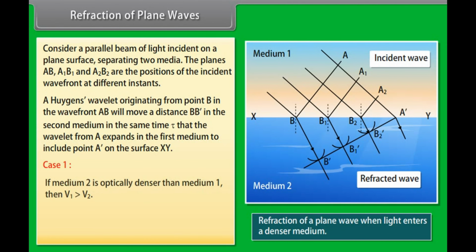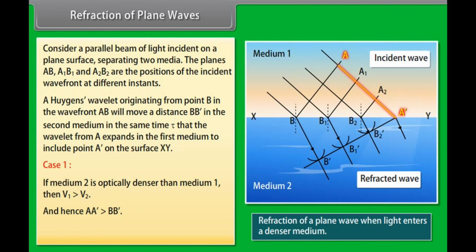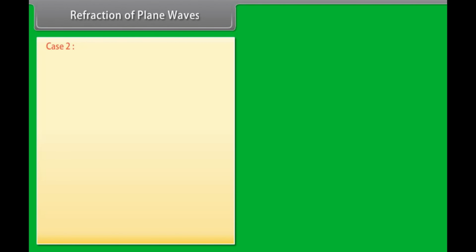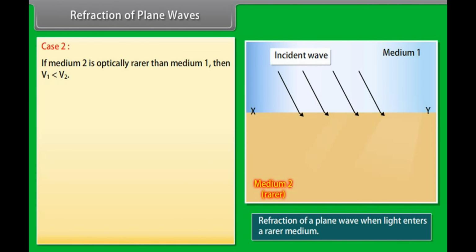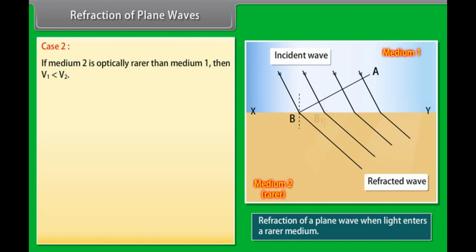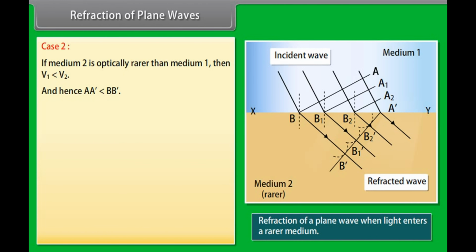Case 1. If medium 2 is optically denser than medium 1, then v1 is greater than v2 and hence AA' is greater than BB'. The ray is bent towards the normal. Case 2. If medium 2 is optically rarer than medium 1, then v1 is less than v2 and hence AA' is less than BB'. The ray is bent away from the normal.